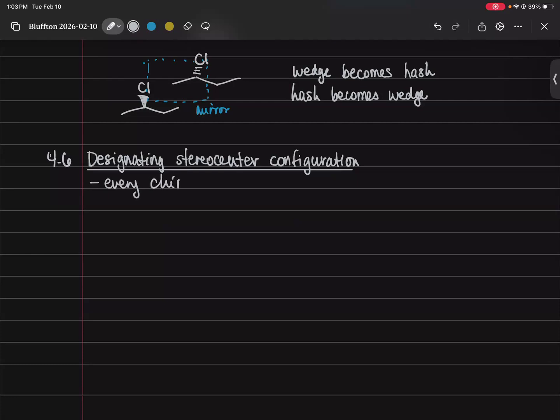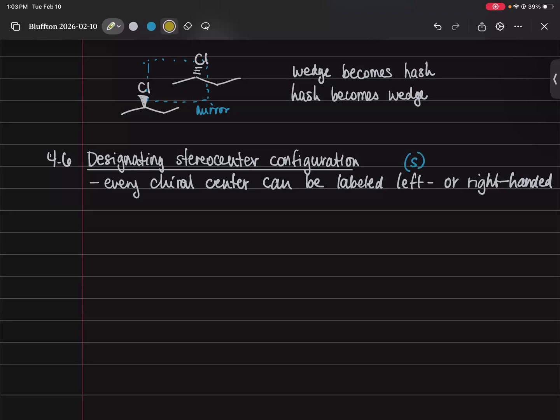So every chiral center can be labeled left or right-handed, but we don't call them that. We call left-handed S. Actually, I got the colors backwards from the thalidomide example, so I won't use colors. Left is S, and right is R. So right starts with R. That's probably the best way to remember that.